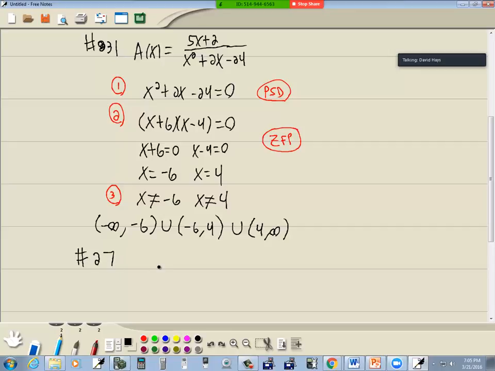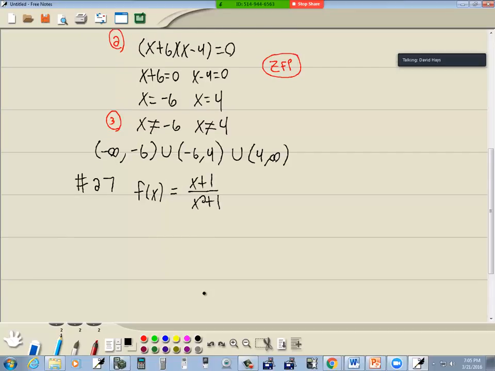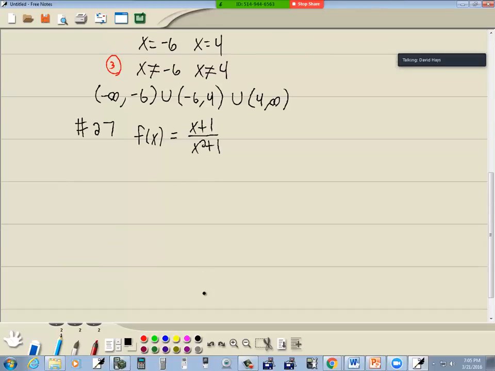Number 27. I'm not sure if I wrote it down right, but let me just say f of x is equal to x plus 1 over x squared plus 1. And same instructions, find the domain. Well, step 1, set our denominator equal to 0.